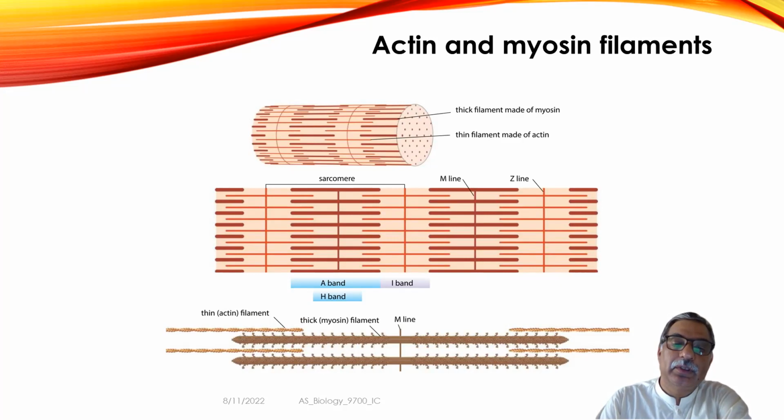This sarcomere is a segment between two consecutive Z lines. So what is a Z line? A Z line is a disc-shaped structure that connects all the actin filaments in that myofibril. And this M line is a disc-shaped structure that connects all the myosin filaments present in that sarcomeric region in the myofibril. The segment between two consecutive Z lines is known as the sarcomere.